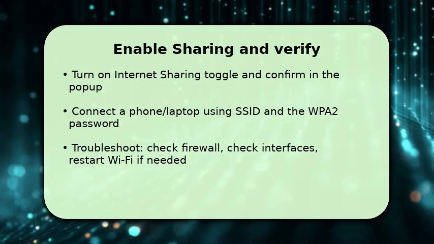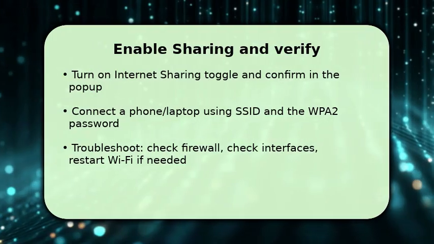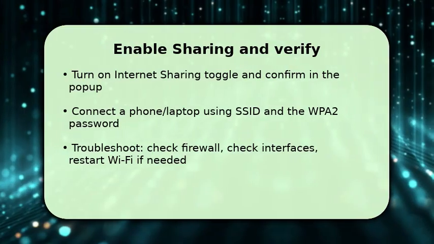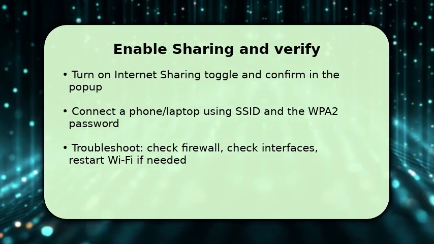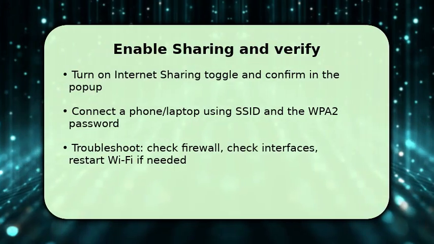If a device fails to get Internet, restart Wi-Fi on both devices and rejoin. If problems persist, verify the Mac's firewall rules allow sharing and that the selected Share From interface actually has Internet. One restart usually clears lingering conflicts.